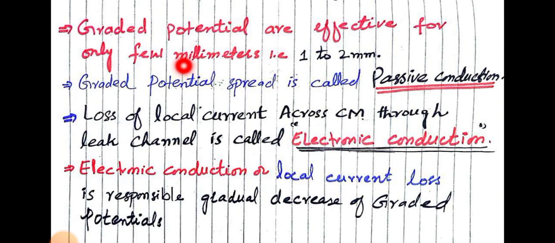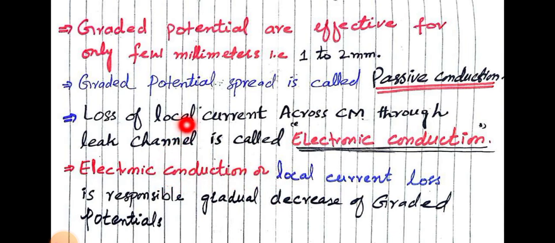Finally, graded potentials are effective only for small distances, that is, from 1 to 2 millimeters. Graded potential spread is called passive conduction, and loss of current across the cell membrane. When sodium moves from inside to the outside through the leak channels, then it would be electronic conduction. Electronic conduction or local current loss is responsible for the gradual decrease of graded potentials.